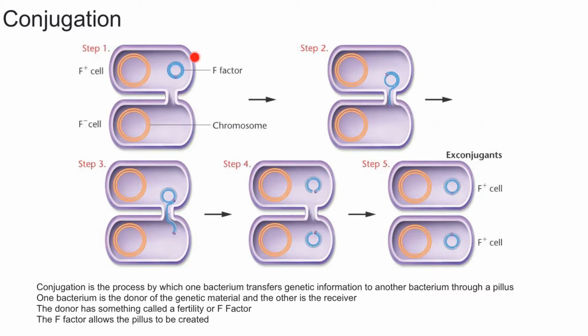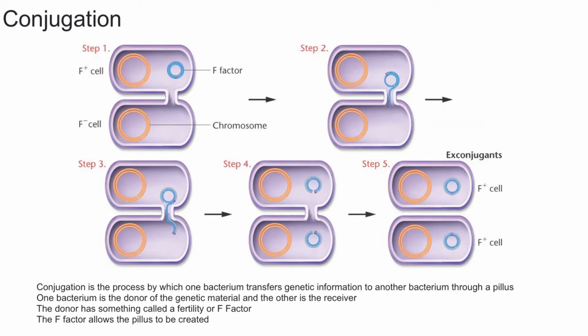So anyway, let's get back to step 1. Here we have the F positive cell, which has the F factor needed to create a pilus. This is often referred to as the donor. And then this cell over here is an F minus cell, so it doesn't have this F factor. This F minus cell is called the receiver. We won't go into too much detail on this, but all you need to know for this overview of conjugation is that the F factor is going to get copied and made into this F minus cell in the end. So in the end, they're both going to be F plus cells.